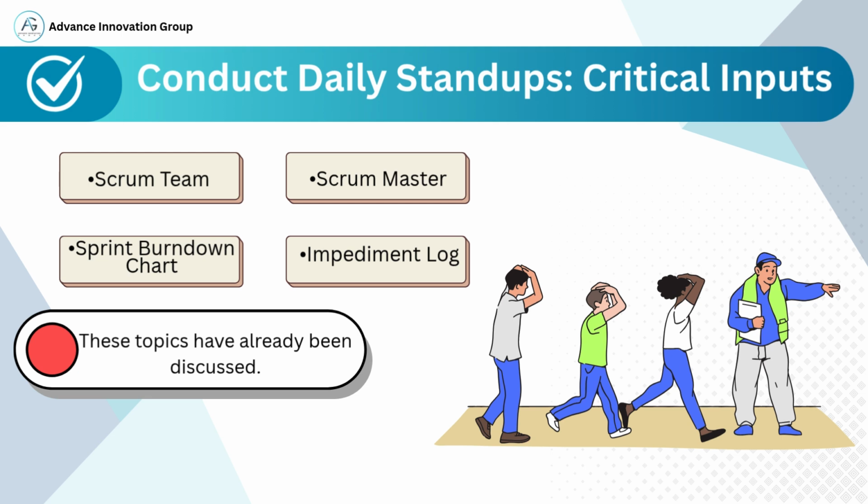Sprint Burn-Down Chart. This visual tool tracks the remaining work and helps the team monitor progress against the sprint goal. Impediment Log, used to record and follow up on blockers that are raised during the stand-up. Since all of these have been explained in detail already, this slide serves as a quick recap to reinforce their importance in the context of daily stand-ups.